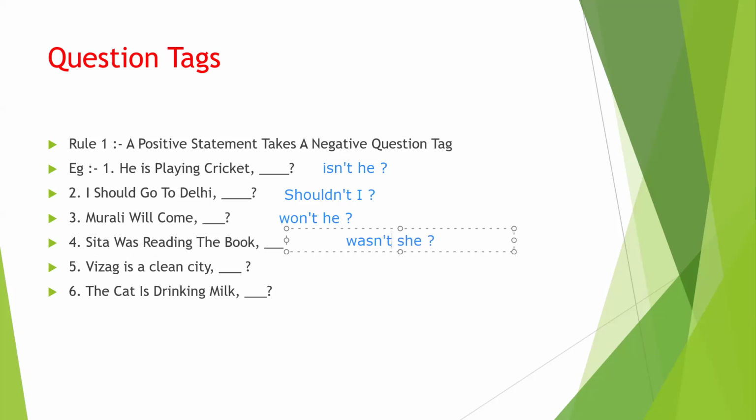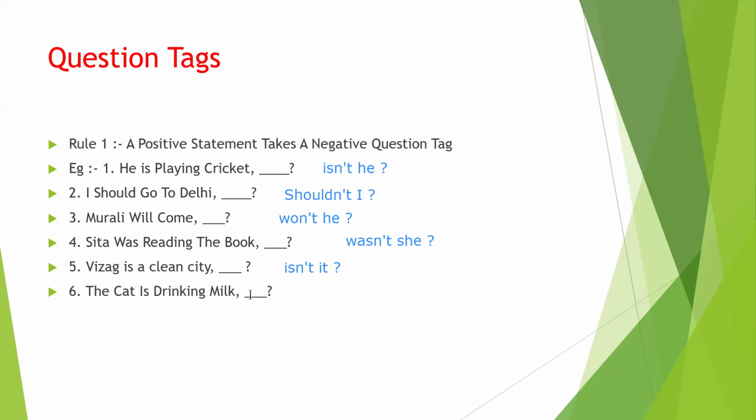This is about the question tag. Now let's see. Vizag is a clean city. Here Vizag is what we can write, Vizag, so we can write it. Then we can write question mark. Now see the statement. The statement is positive, so we can write the negative statement. Next we can see the helping verb. Here the helping verb is, so we can write is plus not equal to isn't. Isn't it?